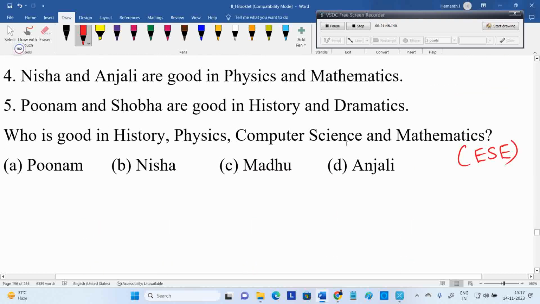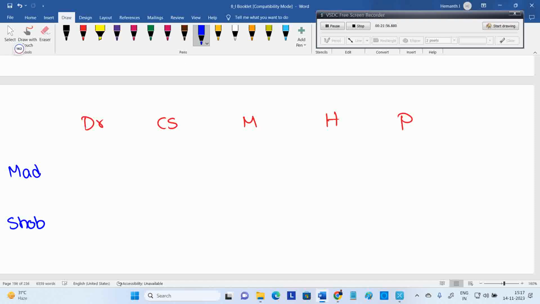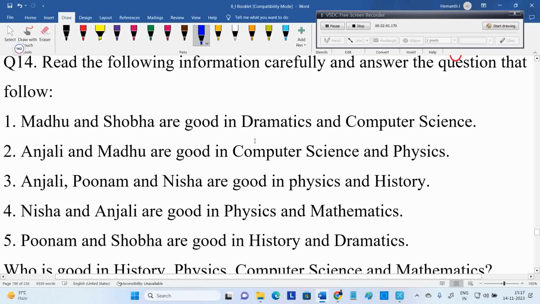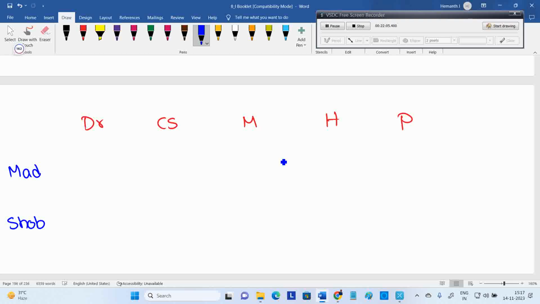Now here we write the people. Okay, Madhu and Shobha. First Madhu and Shobha. Madhu, I'm writing simple Madhu. Shobha. Okay, so Madhu and Shobha are good in dramatics and computer science. So dramatics and computer science, tick mark for that.